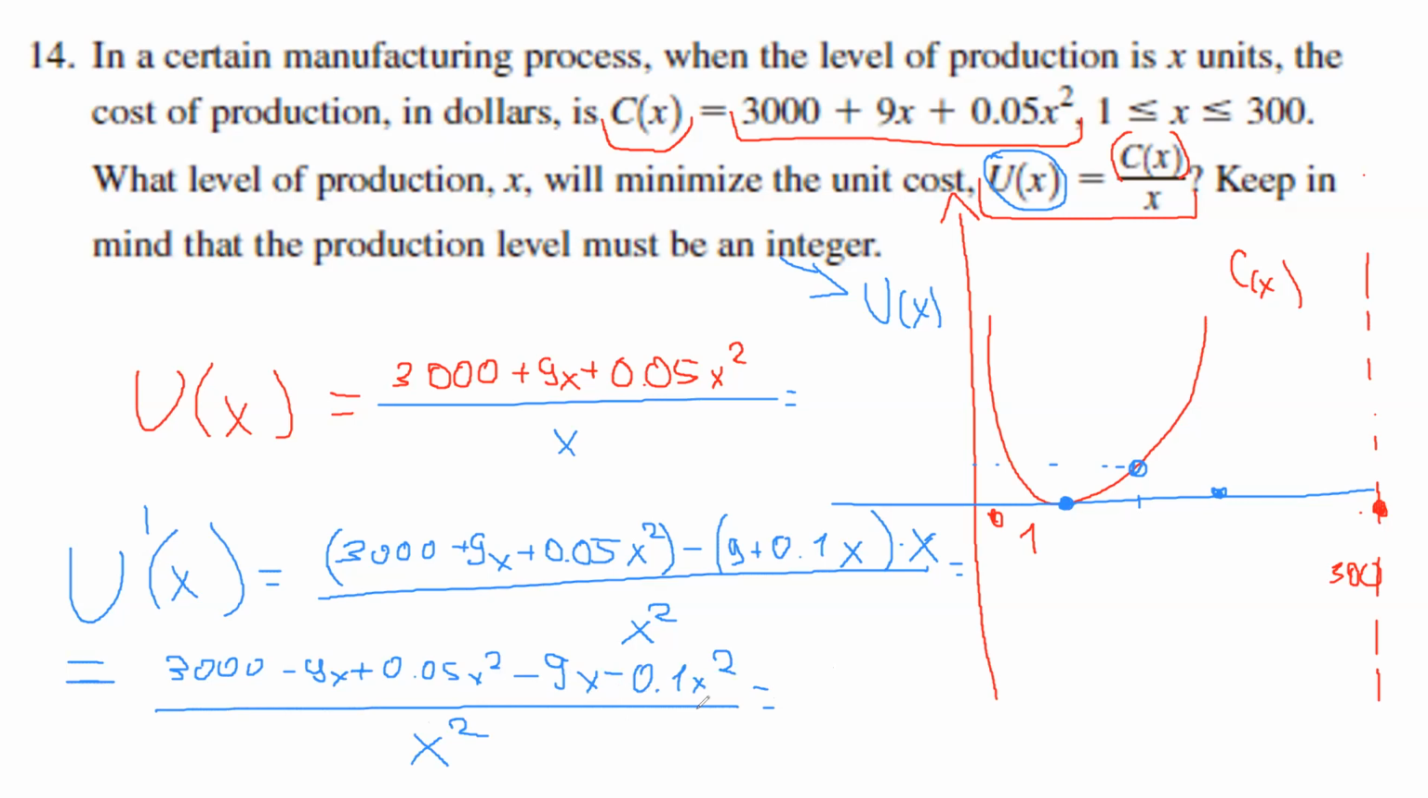Yeah, so next line. Now I want to find common terms. I got 3000 subtract 0.05x squared. Here's plus 9x, so 9x is annihilated, and subtract 0.05x squared divided by x squared.